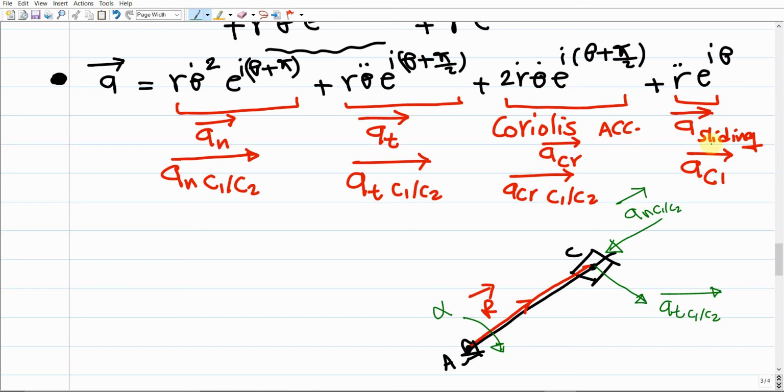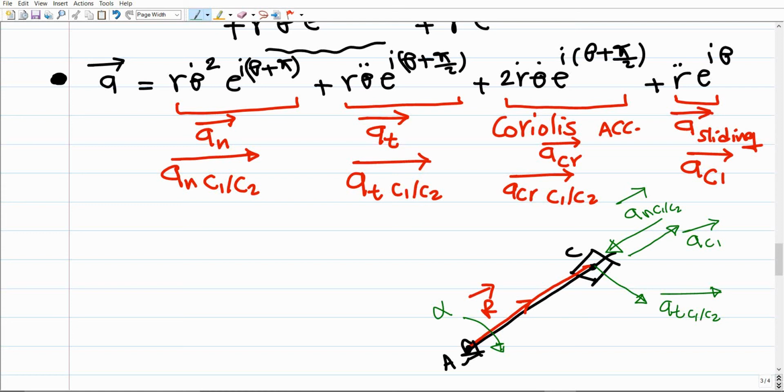How about the sliding? I skipped this one for now. How about the sliding acceleration? The sliding acceleration should be in the same direction. It has the same theta. There is no shift, no difference here. It is just theta, the same direction as the position. So it should go in the same direction of the position as AC1, where you should understand that AC is the sliding acceleration of the slider. Make sense? Now we still need to discuss the Coriolis acceleration and what its direction is.